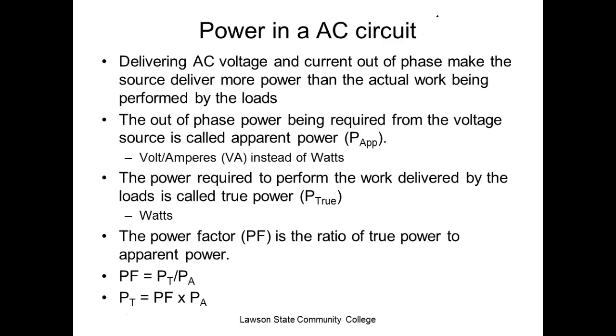Delivering power and the current out of phase makes the source deliver more power than actual work being performed. The out of phase power being required from the voltage source is called apparent power. This is given in units called VA, or volt amps. So anytime you see something in VA, that is apparent power. Real power is in watts. Real power is work. Apparent power is the work that we appear to get.